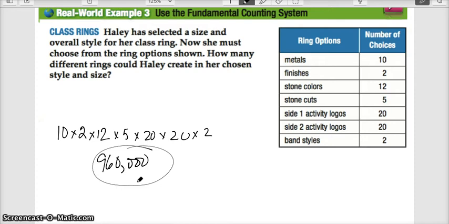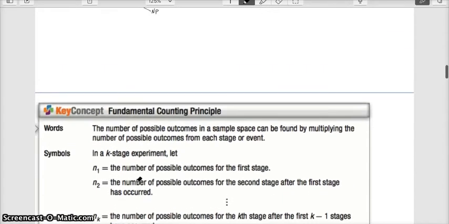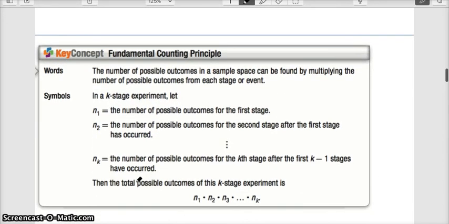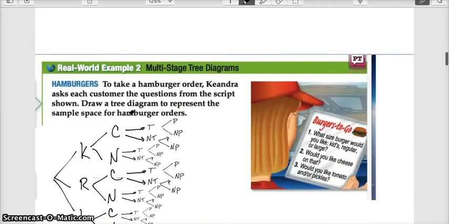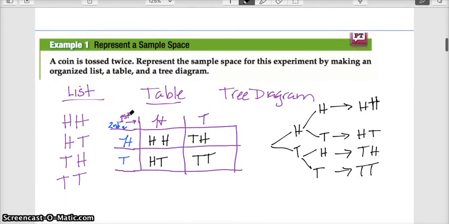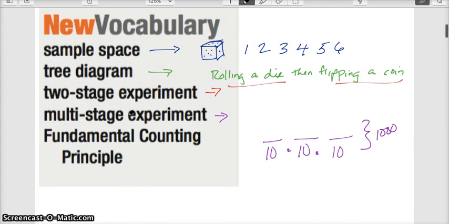Okay, so I hope that you guys understand what we went through today. Just a quick recap. We talked about the fundamental principle of counting, where we can multiply the number of possible outcomes at each stage of our experiment. We looked at tree diagrams and how they can help us think through our situation. We also talked about lists and tables as a way of representing our situation. We've used the language sample space, 2-stage experiment, multi-stage experiment, tree diagram, and fundamental counting principle.